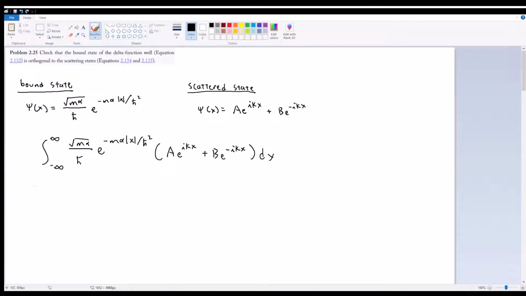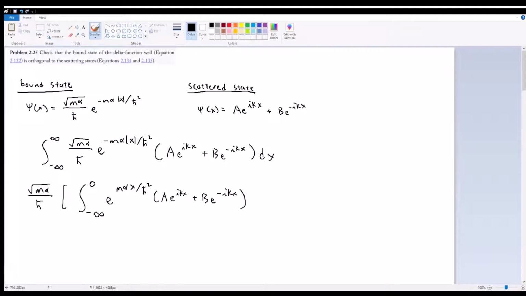First off, we pull out the square root m alpha over h bar. And then what we have now, starting with the negative integral, so from negative infinity to 0, e to the, let's see, x is always going to be negative, and we want a negative at the front, so this is going to be m alpha x divided by h bar squared, and then a e to the ikx plus b e to the negative ikx.